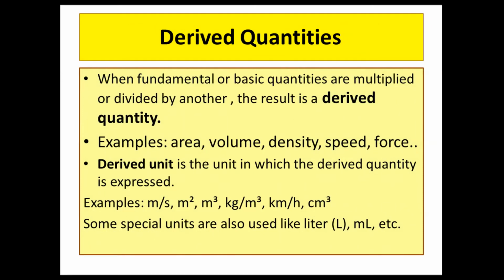When fundamental or basic quantities are multiplied or divided by another, the result is a derived quantity, like volume. Volume is expressed in cubic meter. That is what we call a derived unit, in which the derived quantity is expressed. Some special units are also used, like liter or milliliter.